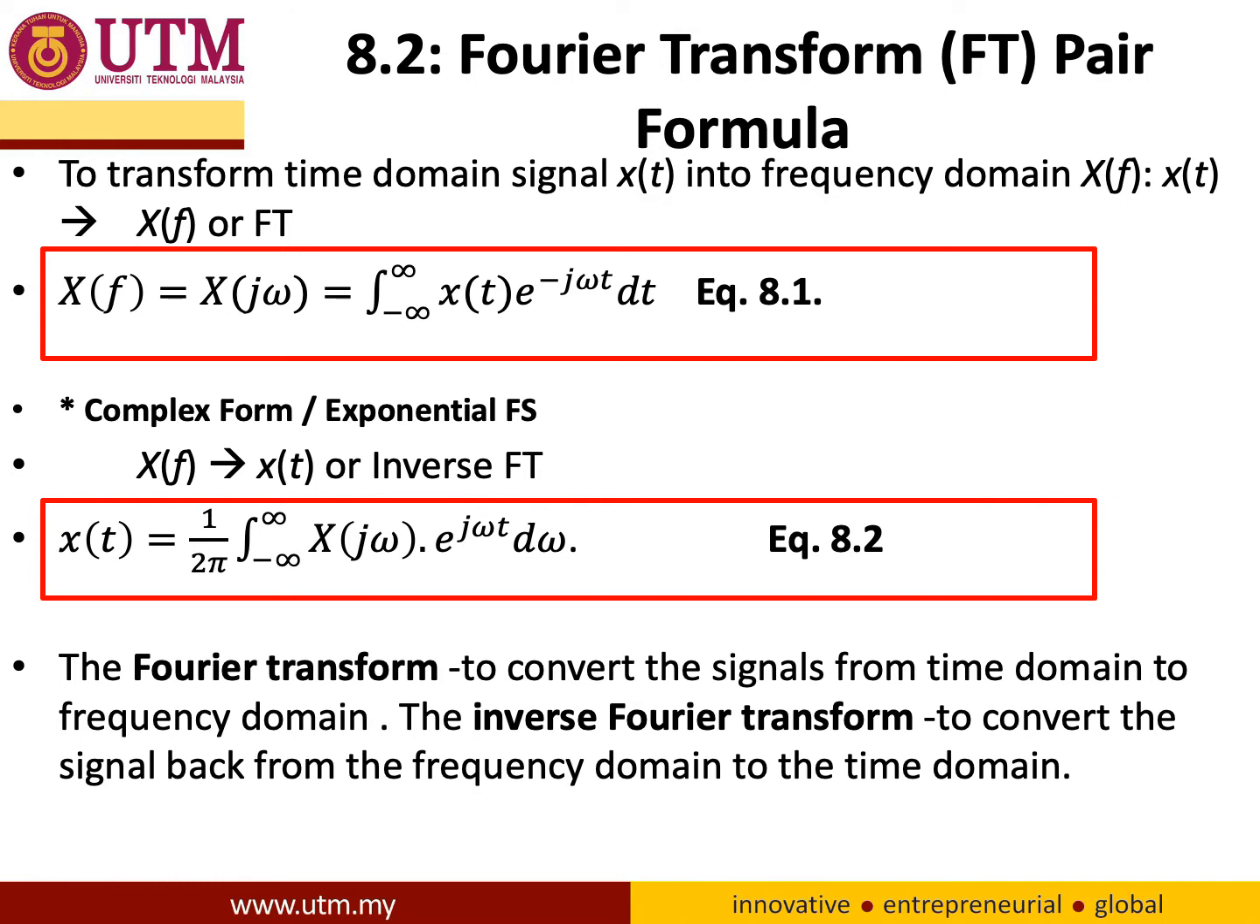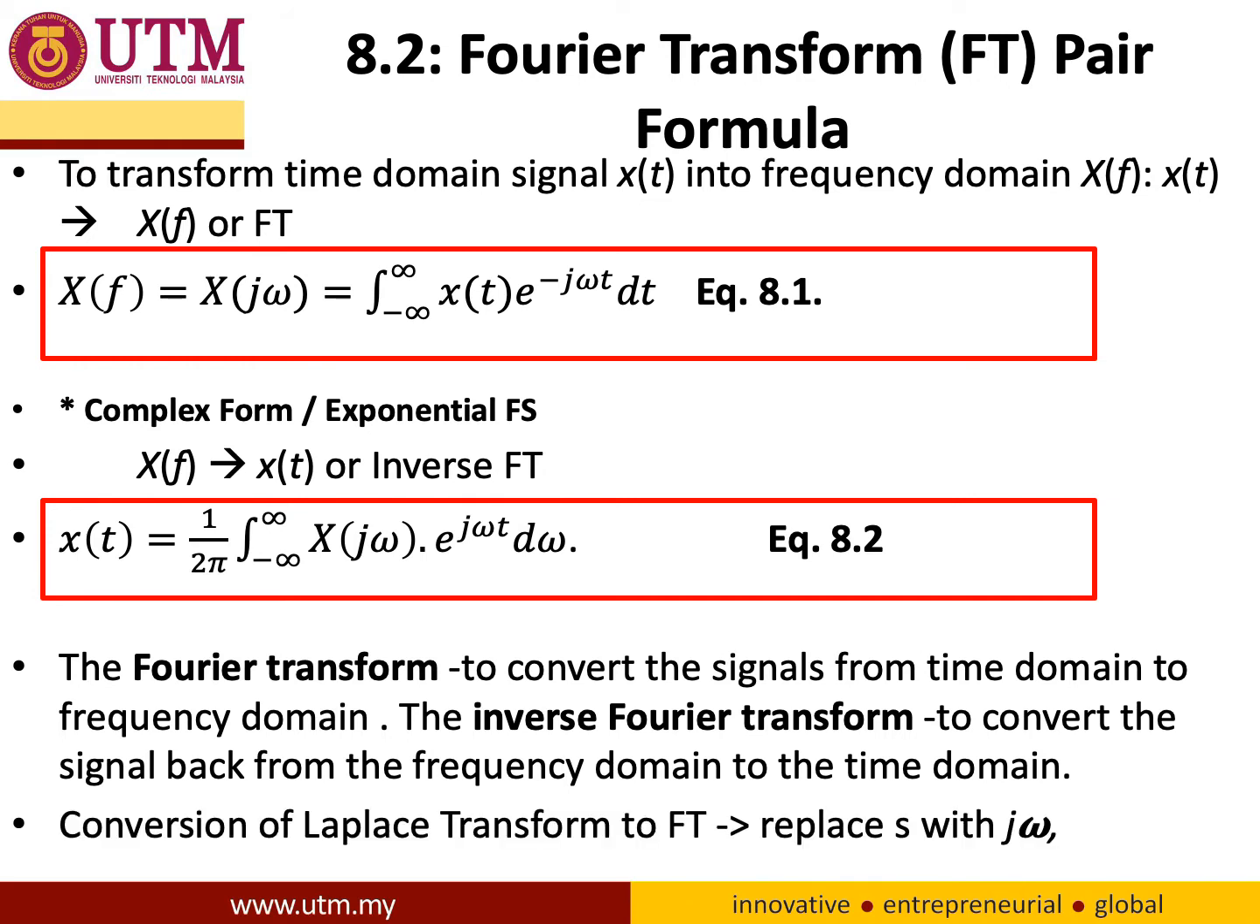As a conclusion, the Fourier transform is used to convert the signals from time domain to frequency domain, whereas the inverse Fourier transform is used to convert the signal back from frequency domain to time domain.